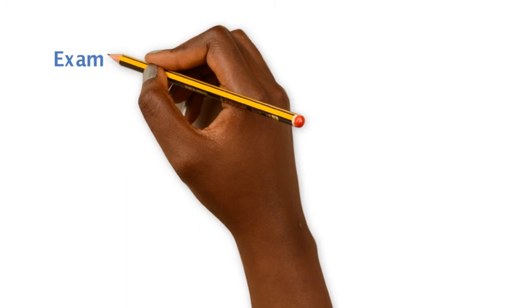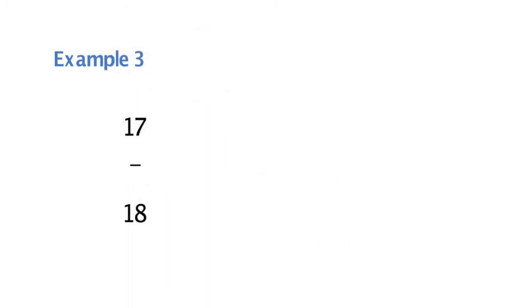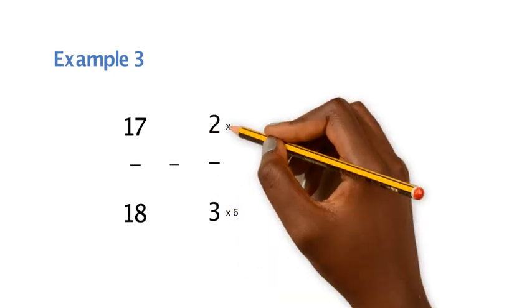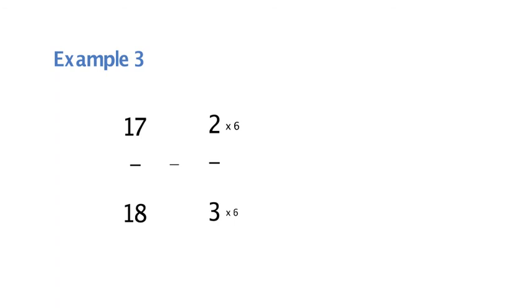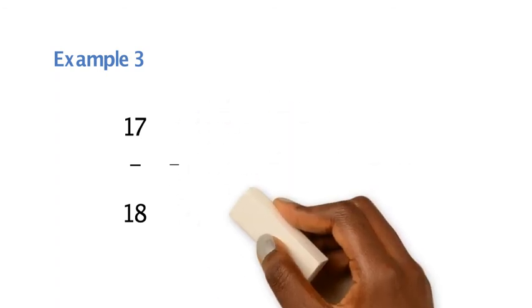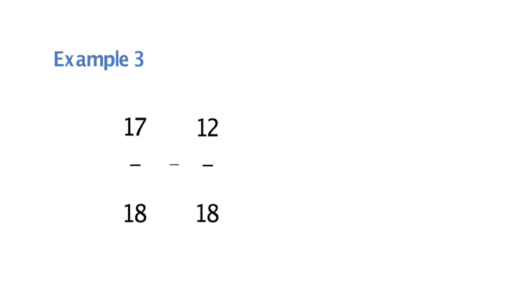Example 3. If we have 17/18, and we subtract 2/3 from that, we can multiply both the top and the bottom of the 2/3 by 6. This changes the fraction to 12 over 18. This leaves us with 5 over 18.